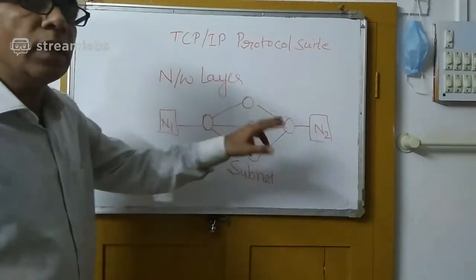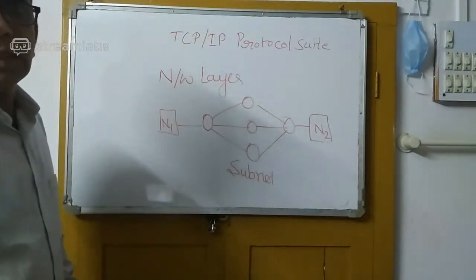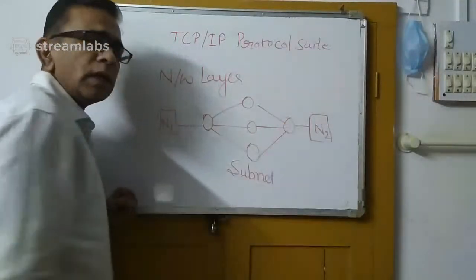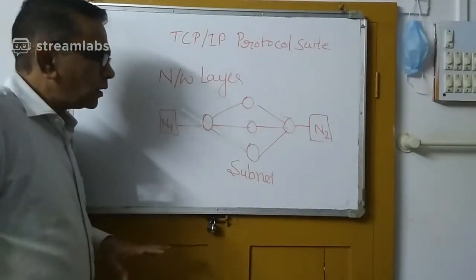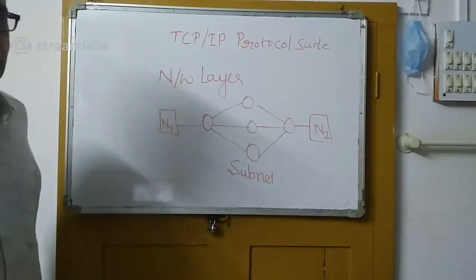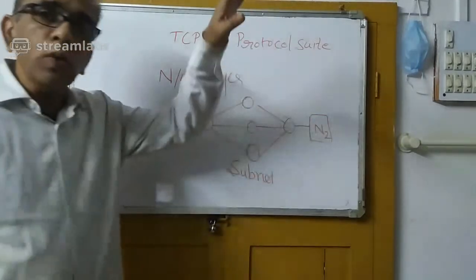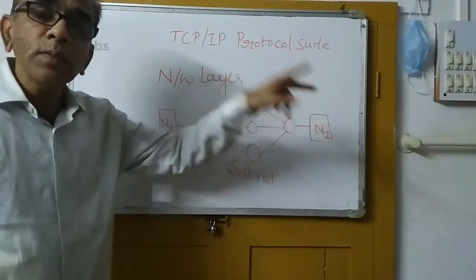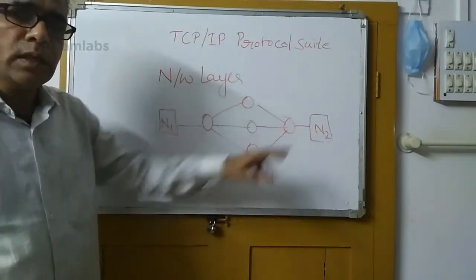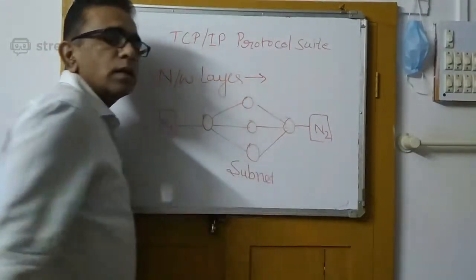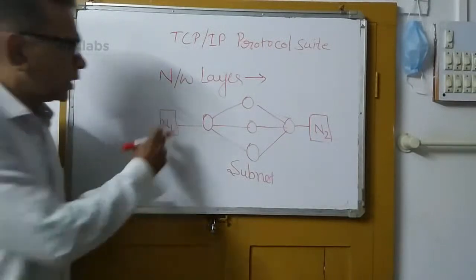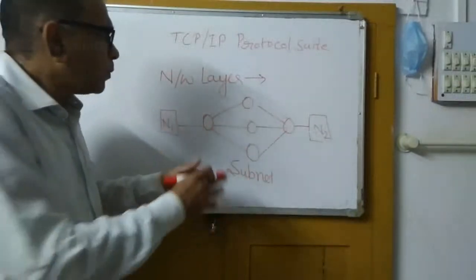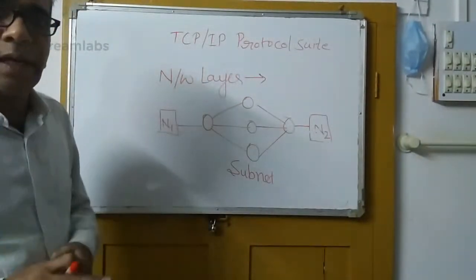Now it's the job of the sender to select one best path to reach a destination. Clear? That selection of which path it has to go through to reach a destination is done by the network layer. Whether this path is suitable or that path is suitable, that is taken care of by the network layer. It will decide.